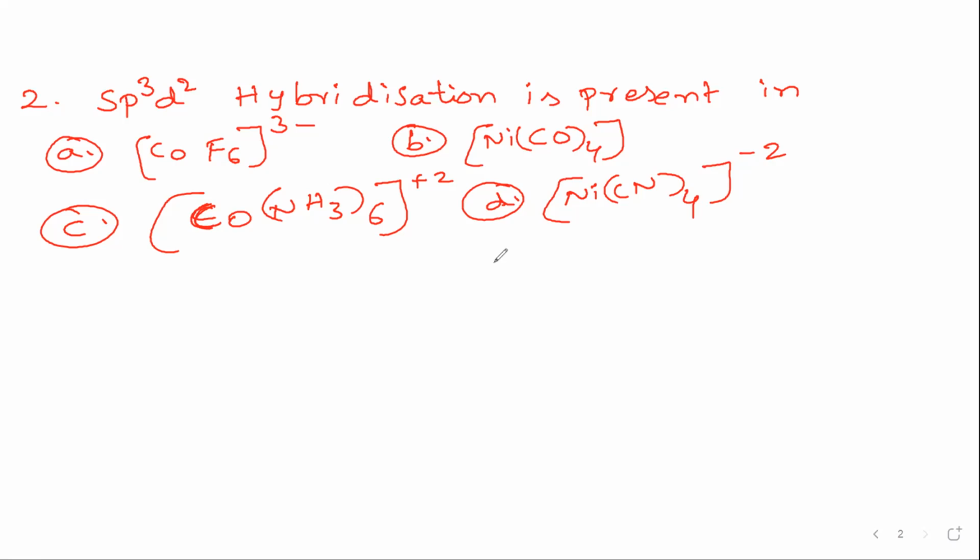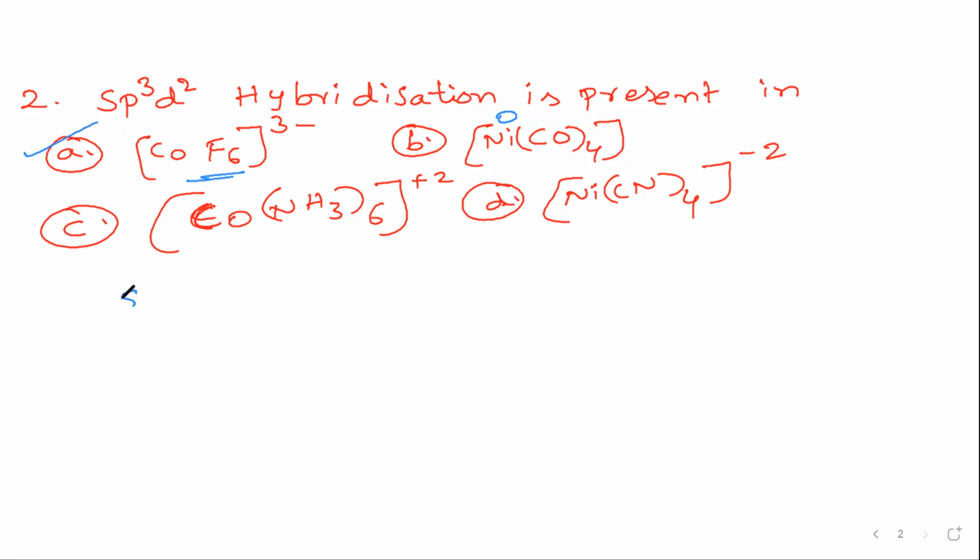Since already you know cyanide is a strong field ligand and ammonia is a strong field ligand, strong field ligands will form inner orbital complexes, and inner orbital complex means d orbitals are involved. Since d orbitals are not directly involved here, the answer could be either A or B, because C and D are ruled out. But in nickel carbonyl, the oxidation state of nickel is 0, so it does not have this hybridization. So the answer for this is the first option.